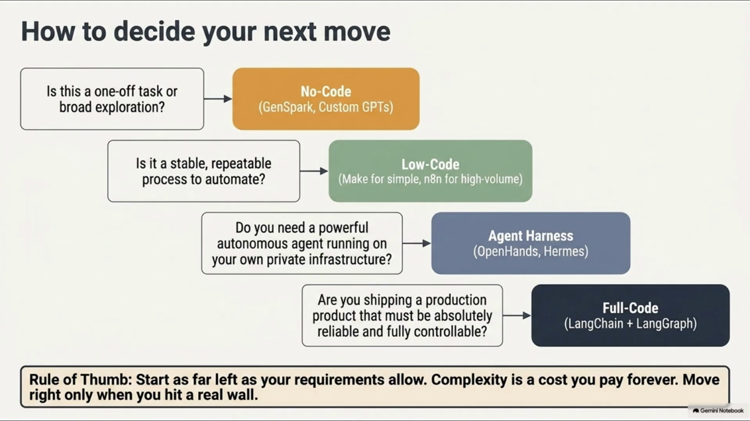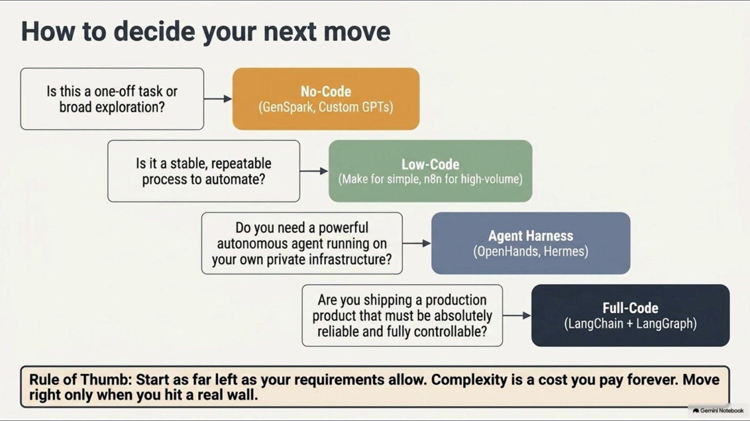So let's turn all of this into a decision you can make in about 10 seconds. Ask yourself 4 questions in order. 1. Is this a one-off task or just an experiment? Then use no code. 2. Is it a stable, repeatable process you want automated? Low code. 3. Do you need a powerful, autonomous agent running on your own private infrastructure? Reach for an agent harness. 4. Are you shipping a real product that has to be reliable and completely under your control? That's full code.